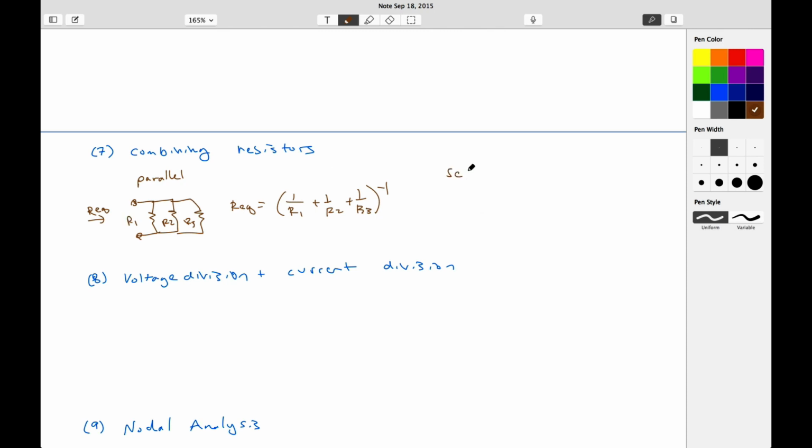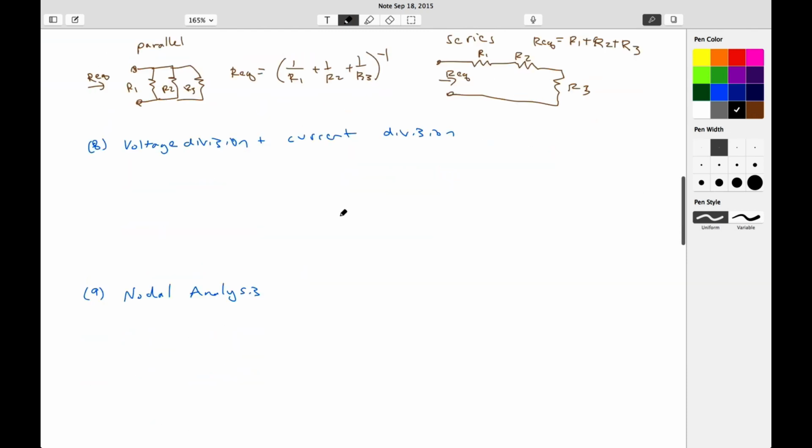And then we also have series. Series means that each resistor shares a unique single node. I'll do it with 3 again. If this is R1, R2, R3, and this is REQ, then REQ is equal to R1 plus R2 plus R3. All right.